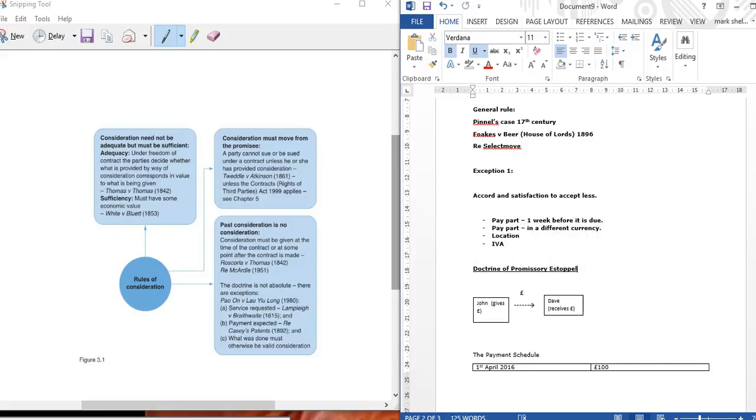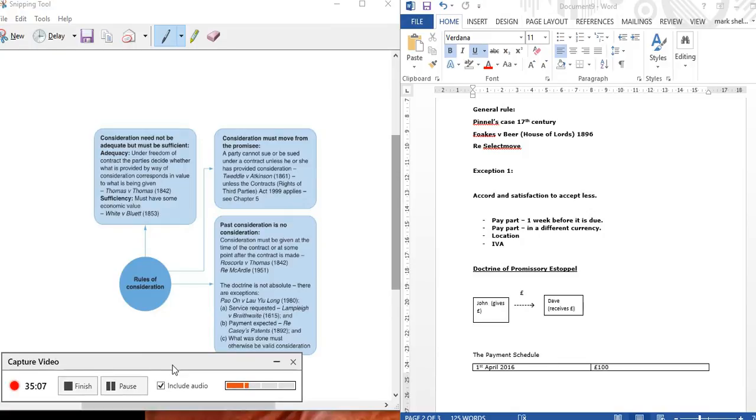Screencast 4 will then move on to MWB and Rock Advertising.